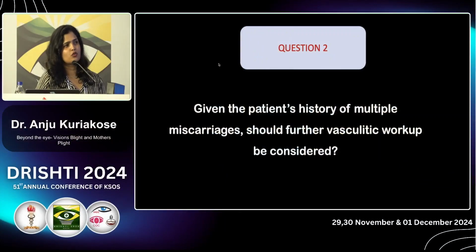So the next question will be, given the patient's history of multiple miscarriages, should a further vasculitic workup be considered, because only APLA was done from the obstetric side? So this patient required a detailed workup for toxo, because toxo is also known to cause abortion and miscarriages. So I think you are on the right track.